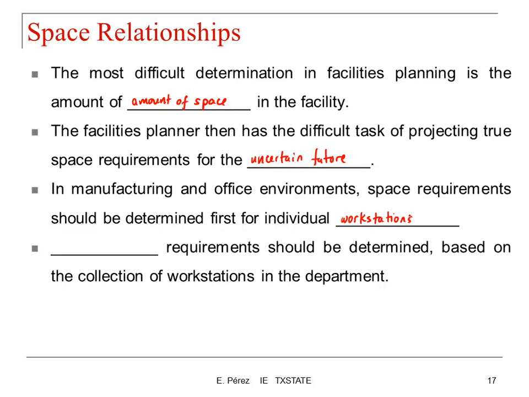So the first thing we need to know is the size of the workstations for each one of the individuals. Departmental requirements should be determined based on the collection of workstations in the department. So once you know the size of the workstations, you have a better idea how many people you're going to fit in that area, then you can plan for the department.